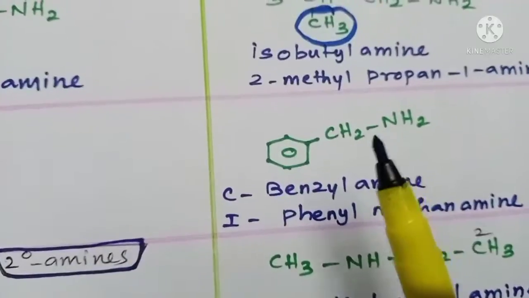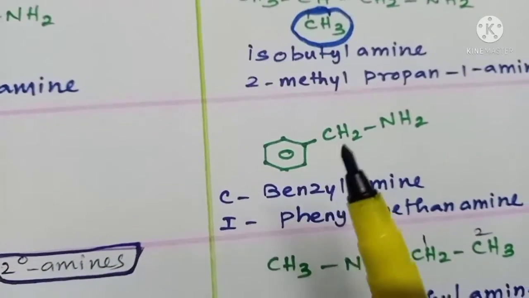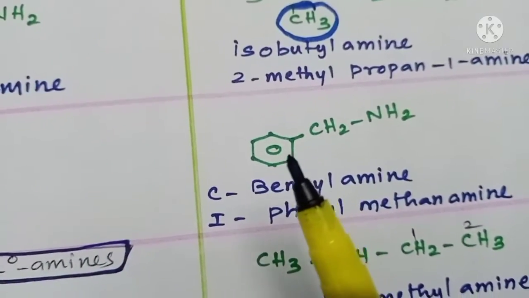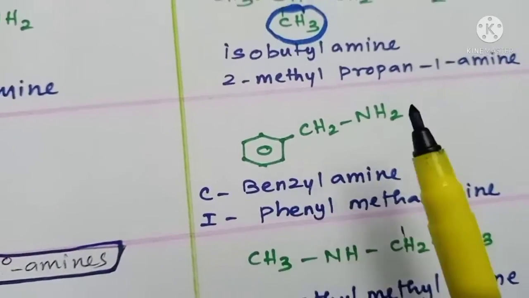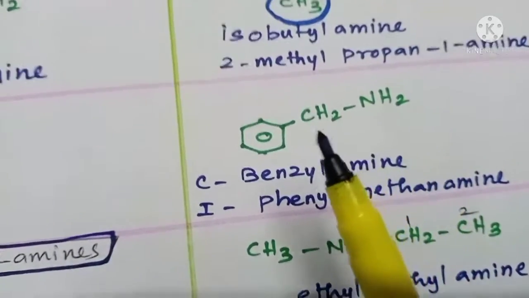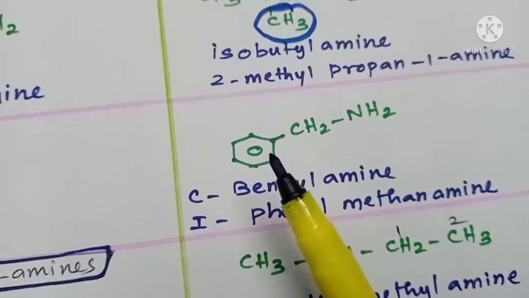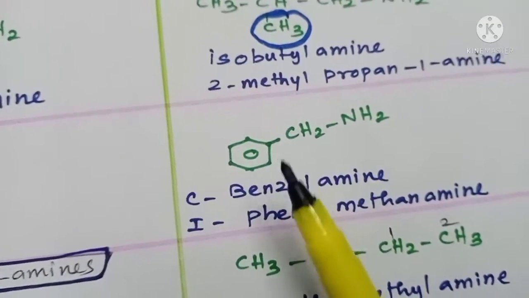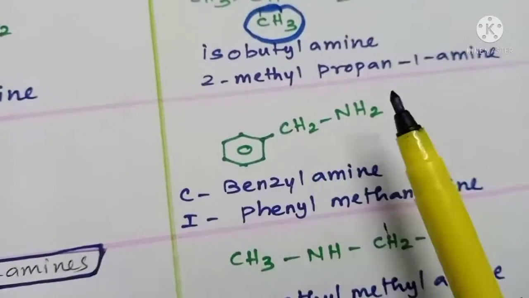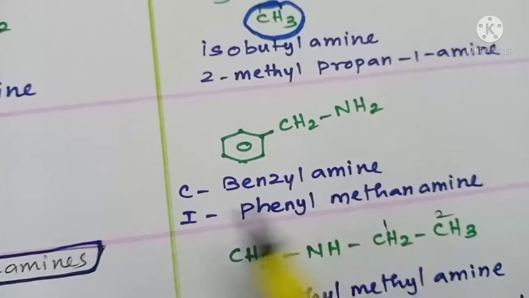A benzene ring with CH2NH2. In the previous one, NH2 was directly attached to the benzene ring. Here it is benzene ring CH2NH2, so NH2 is attached at the side chain of the benzene ring, isn't it? This benzene ring with a CH2 group we call a benzyl group. C6H5CH2 is called the benzyl group. So benzyl and amino group, so it's called benzylamine in the common system.